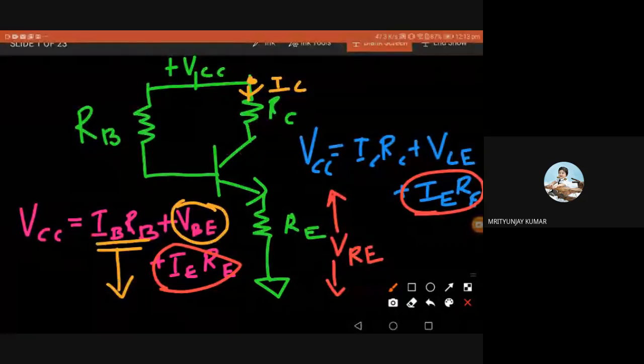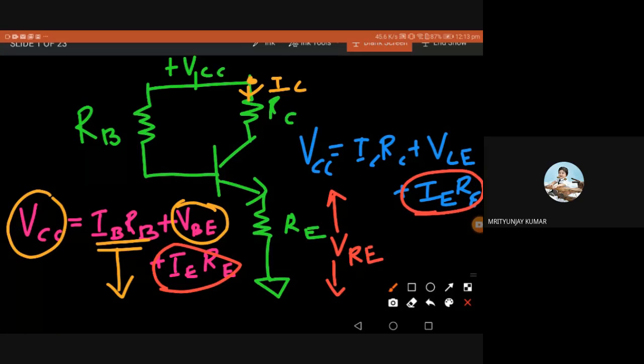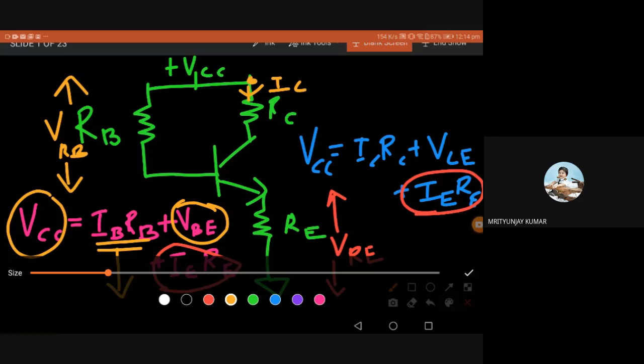Why? Definitely because VCC is a constant. VCC is a constant. VB is a constant. So as IE RE increases, correspondingly IB RB has to decrease. So what is the meaning of IB RB decreasing? It means the voltage across resistor RB has to decrease. The voltage across resistor RB, we call IB RB. VRB decreasing means what? RB is constant, so definitely IB has to decrease. So the net effect is my IB is automatically decreased.